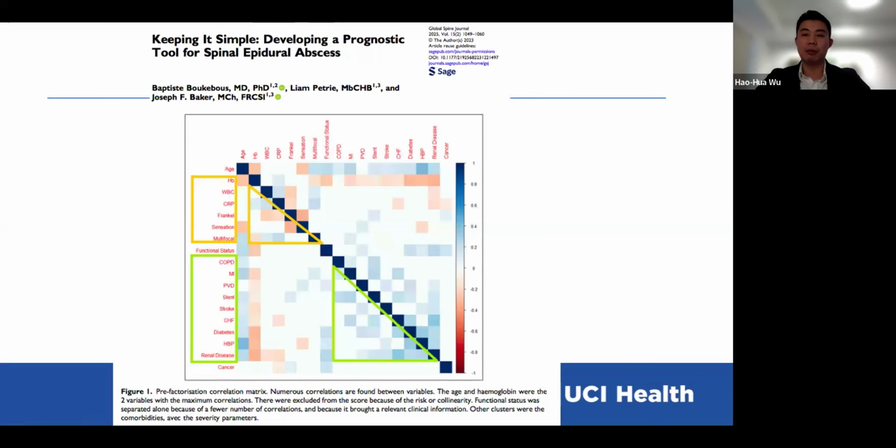The other scoring system I want to highlight to you is a scoring system that came out in New Zealand in 2025 in the Global Spine Journal. And it aimed to actually develop a score that eliminated confounding bias with the use of a pre-factorization correlation matrix. So the thesis of this paper was that the other scoring systems that are out there for predicting the need for surgical treatment in spinal epidural abscess, the factors and the demographic risk factors that they use to run logistic analysis, did not account enough for confounding. So this was their way of trying to eliminate confounding bias.